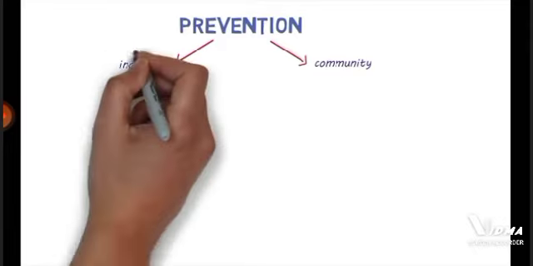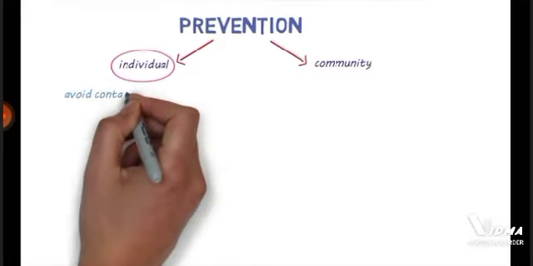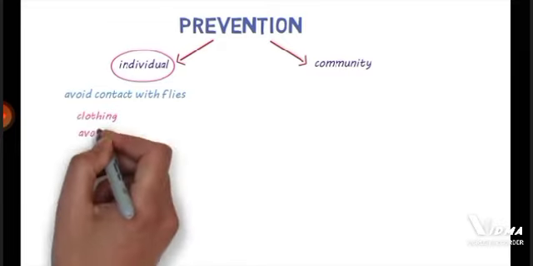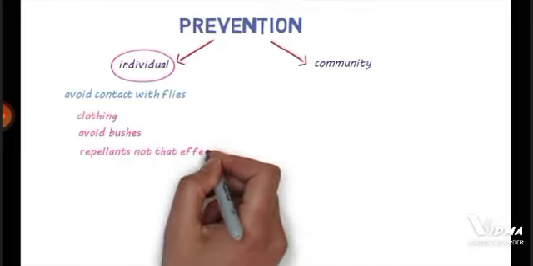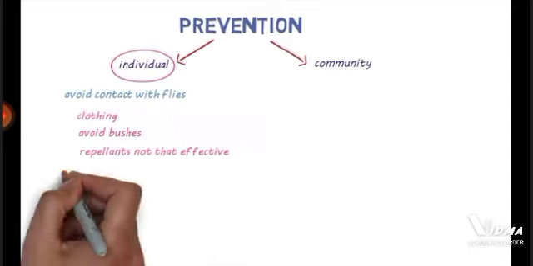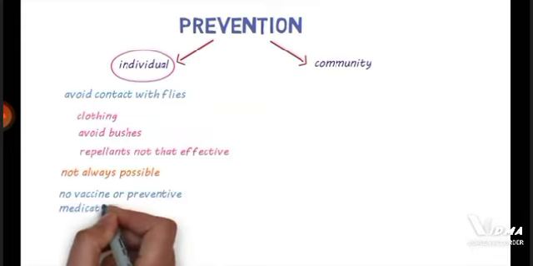At an individual level, preventative measures focus on avoiding contact with the tsetse flies. These include wearing appropriate clothing that covers exposed parts of the body, and avoiding bushes in areas that tsetse flies are known to live. Insect repellents are not that effective against these flies, but may prevent other insect bites that may cause other diseases. These measures may not always be possible for people living and working in these areas. There is no vaccine or preventative drugs that can be taken to stop people from getting the disease.